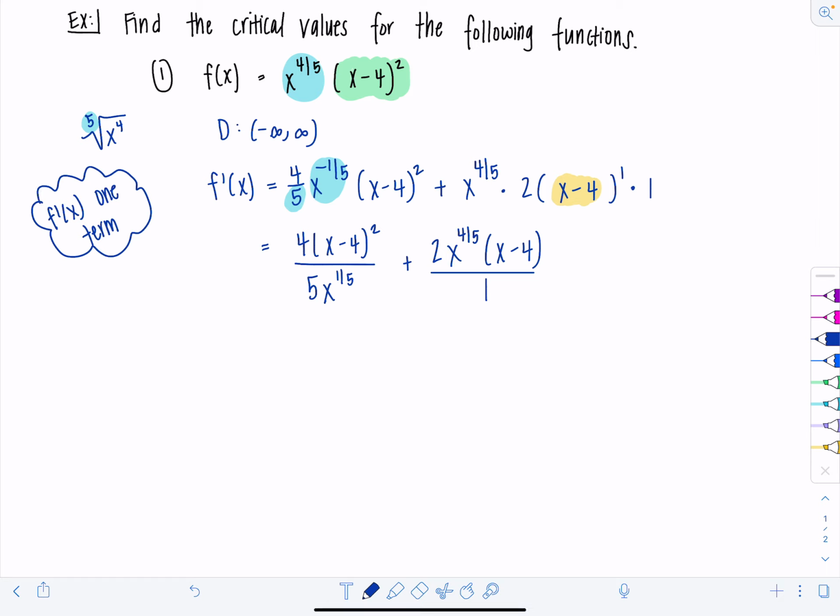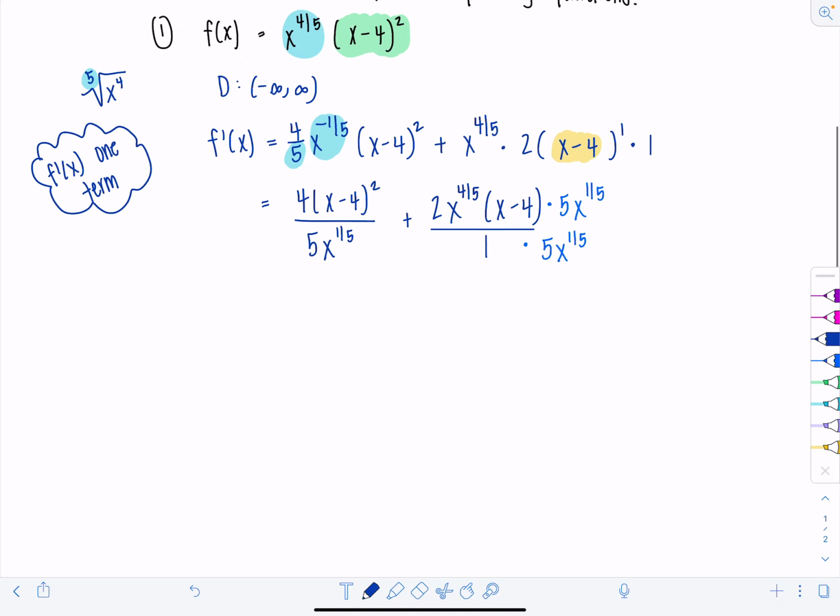Okay, so I'm going to add these together. I need to get a common denominator. Can you see what the common denominator is going to be? Yes, it's 5x to the 1/5. So let's multiply this second term by 5x to the 1/5 and see what happens.